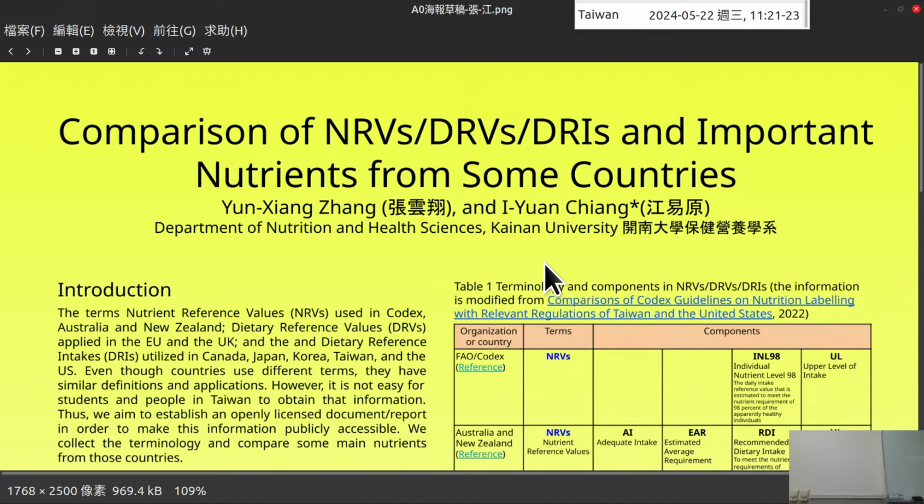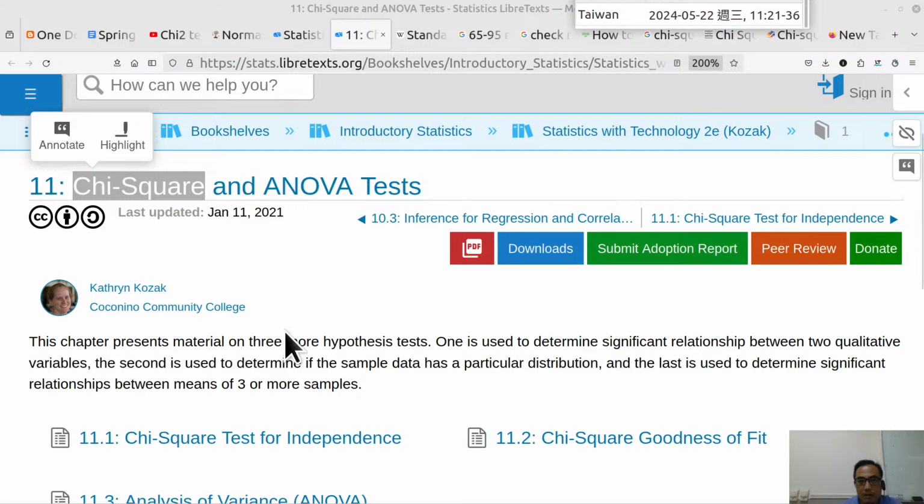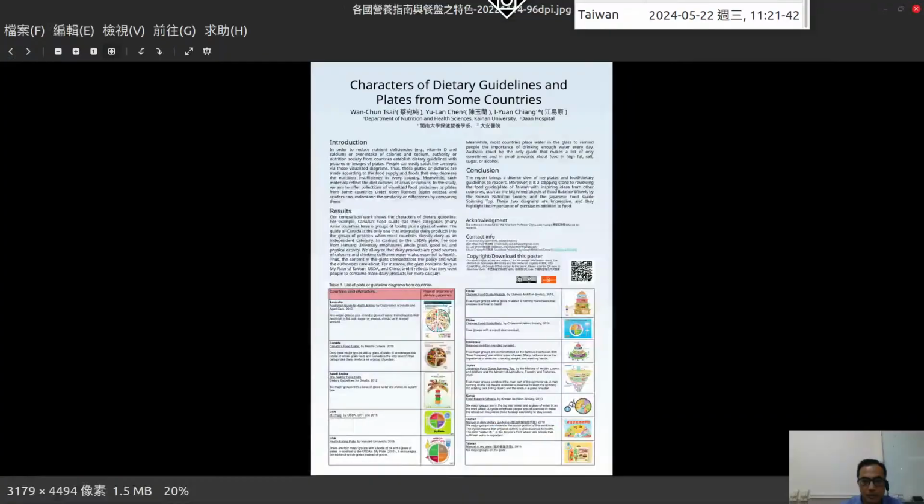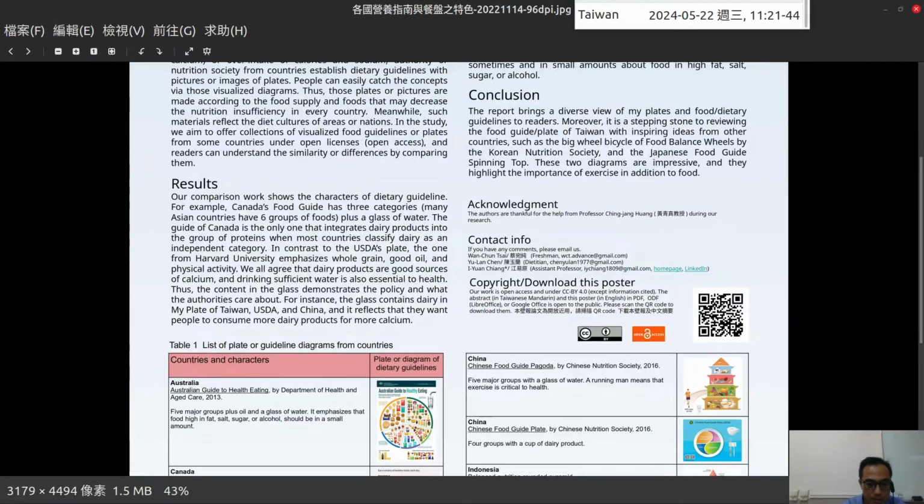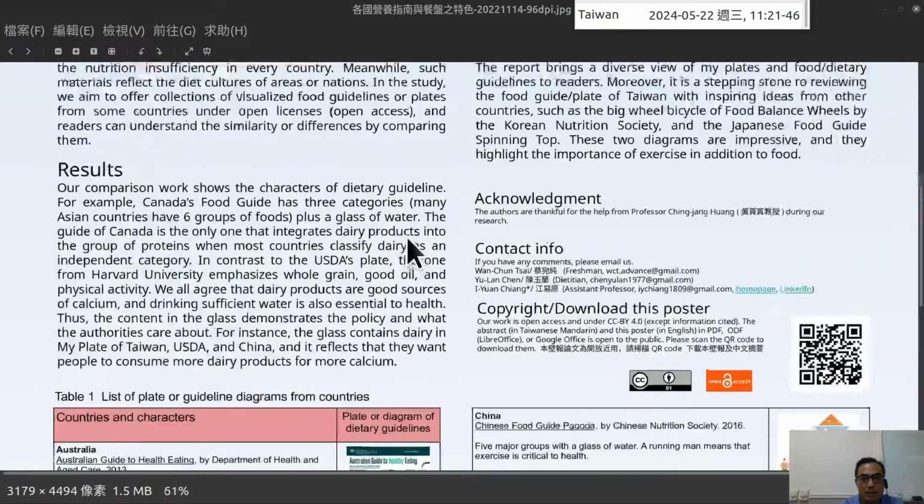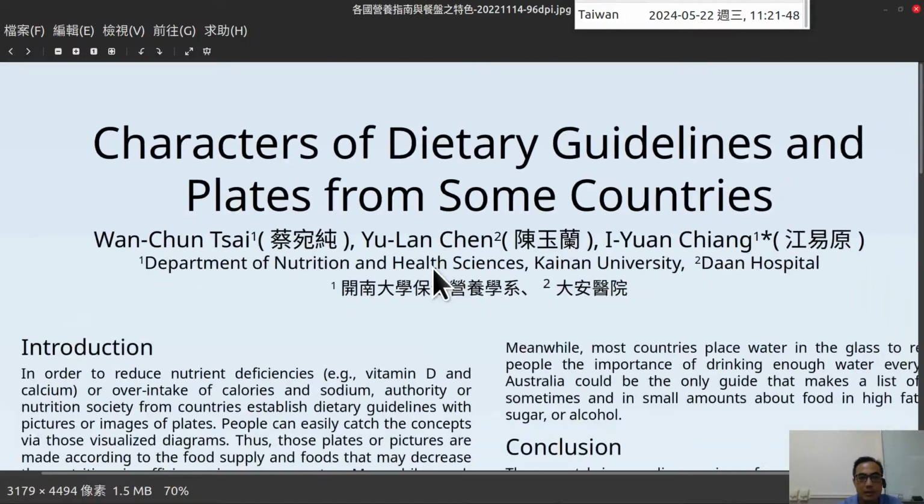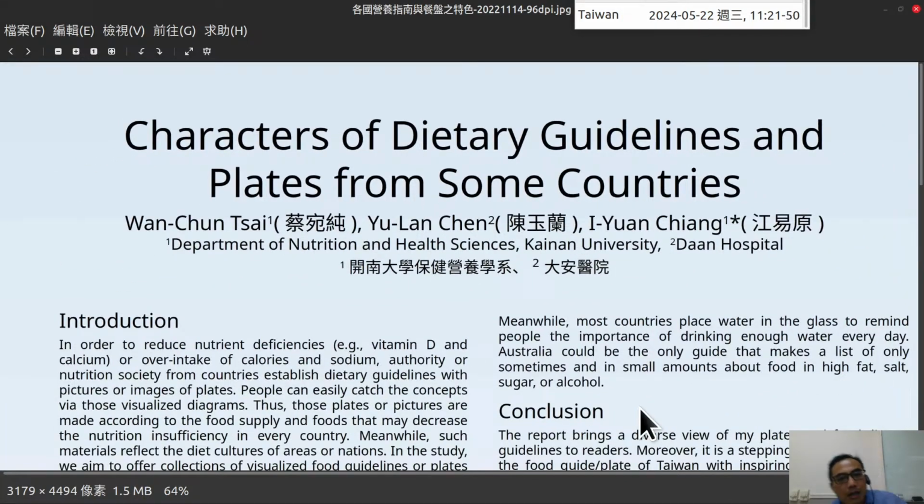But in different countries, it has different names. Maybe NRVs, DRIs, like this. And we did a comparison. And next. Next, we compare the dietary guidelines and plates.